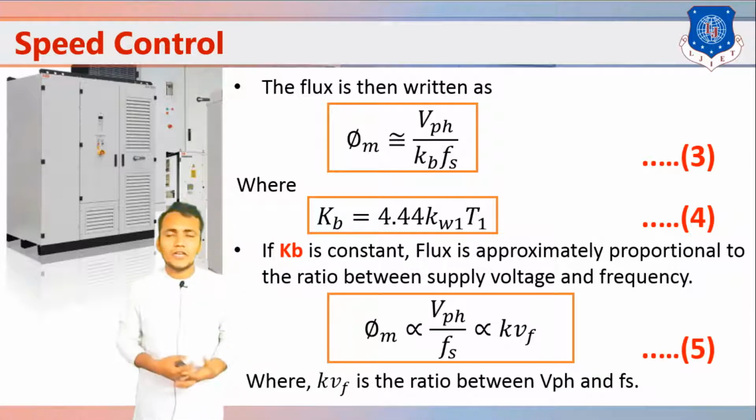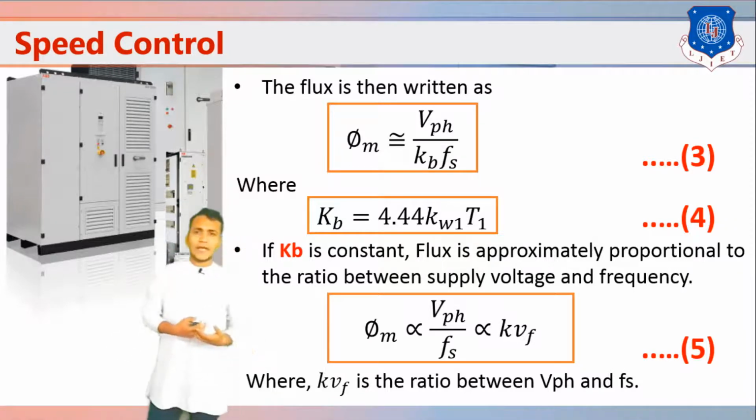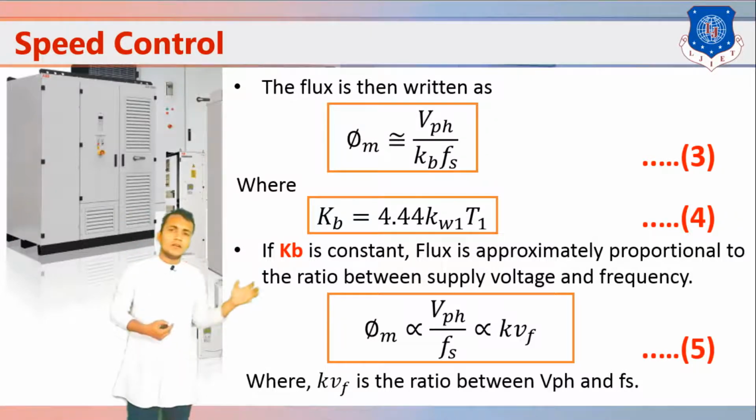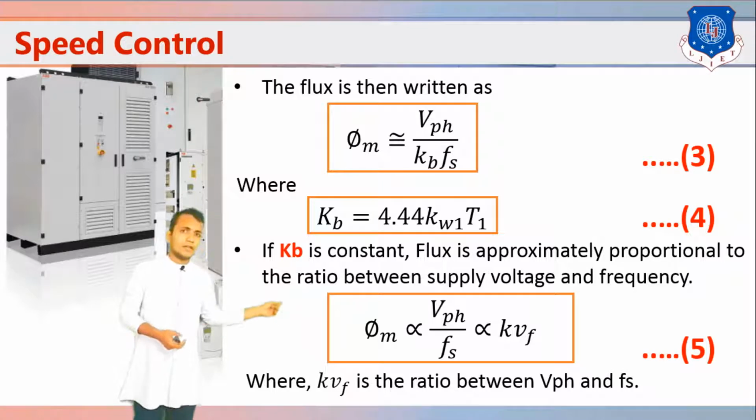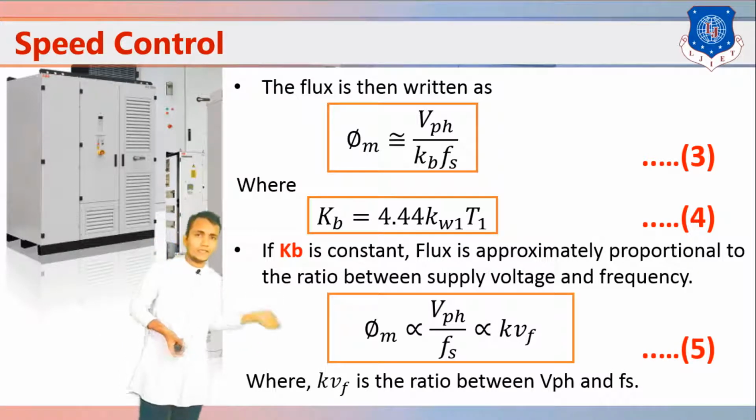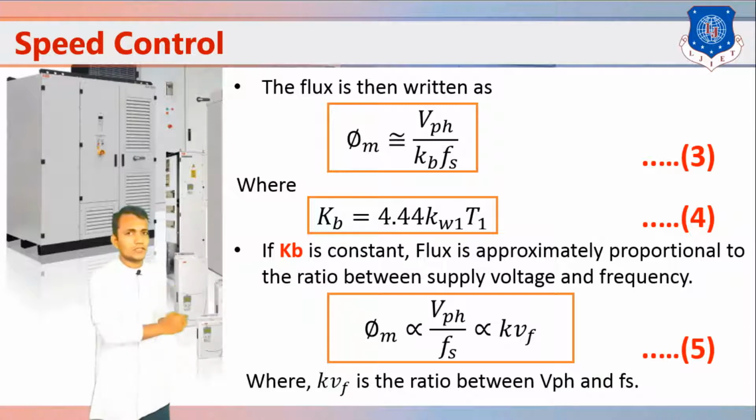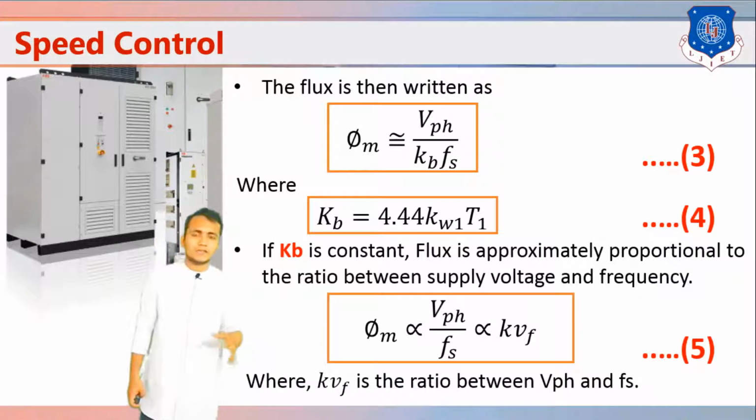So here we have explained speed control. Actually in this speed control we have to vary the voltage and frequency, because if we vary the voltage while the frequency is constant, the flux will not be maintained constant. So that's why we write that flux is proportional to V by F, the voltage and frequency ratio. So we have to maintain the flux constant, or K into V/F constant. So that is the basics of speed control of induction motor drives.